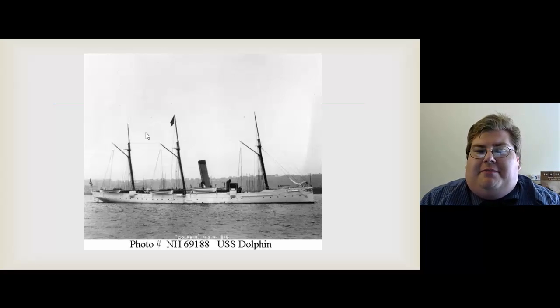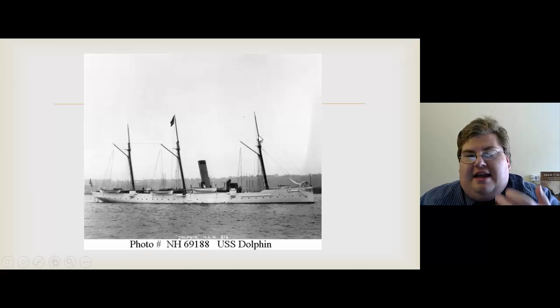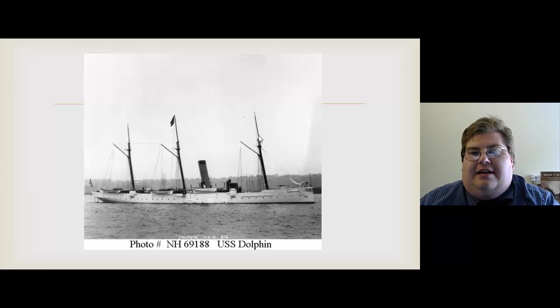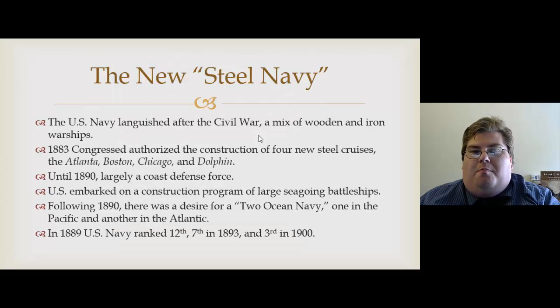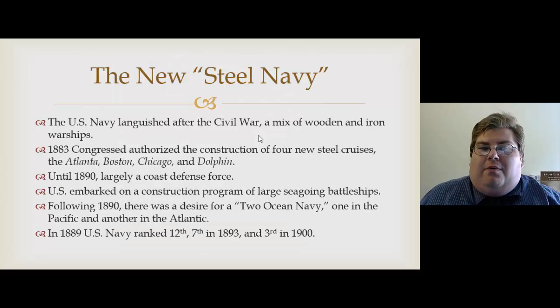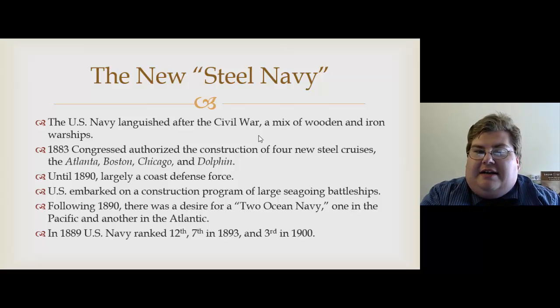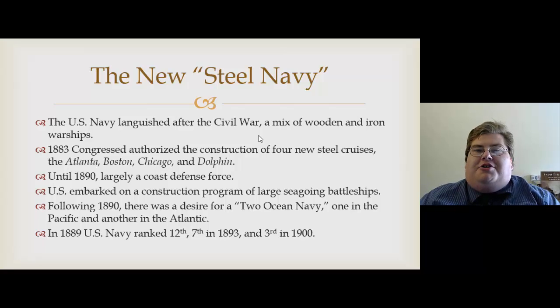Well, okay, sure, it's a steamship, but look at the rigging, look at the masts. You can sail this as a 3-masted ship. The thing is, even in the 1880s, 1890s, most ships before Mahan's work were designed to work in tandem as either sailing ships or steamships, however the need arose. But with this new steel navy, we want to transition from a coast defense force, this idea it's there only if we're attacked, to now we want large ocean-going ships, we want sea-going battleships, and we want a 2-ocean navy.